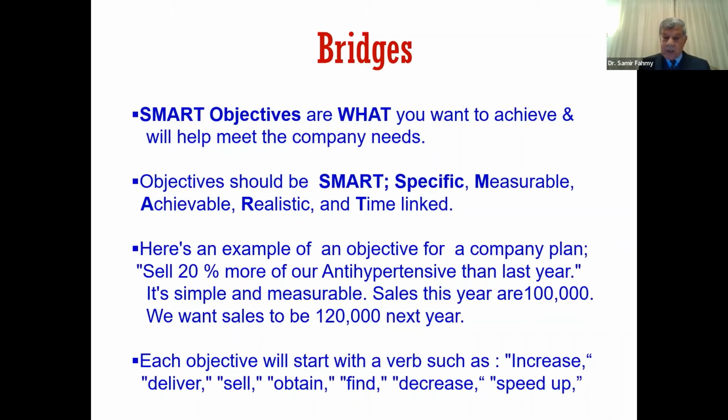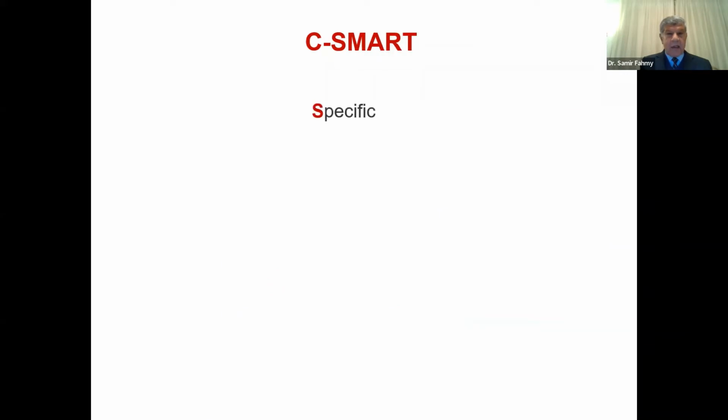So each objective will start with a verb such as increase, deliver, sell, obtain, find, decrease, speed up. But you start with a verb, and you also have to put in the other parts of SMART. You said SMART: specific, measurable, achievable, realistic, and time-bound. So once again, the acronym is SMART.